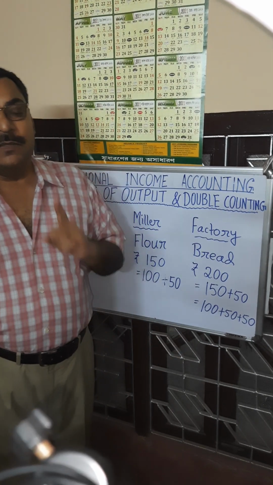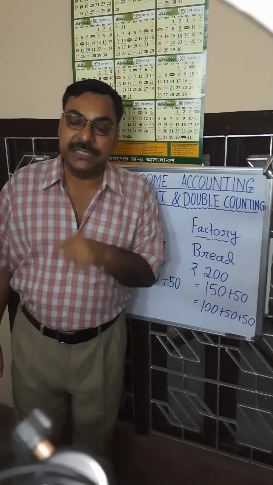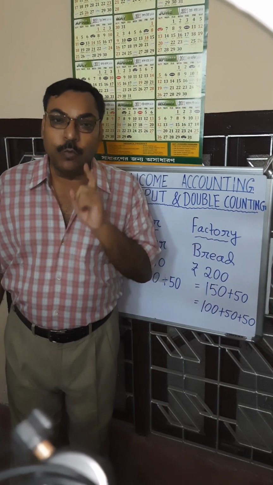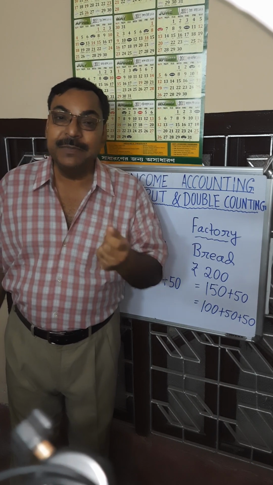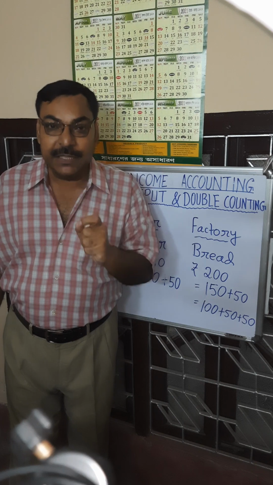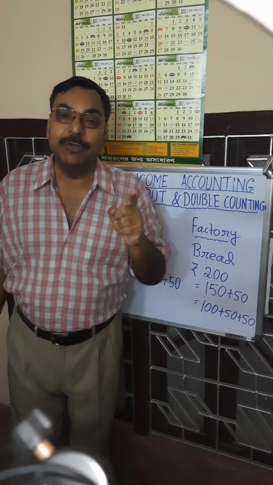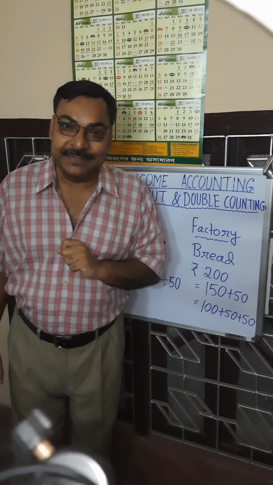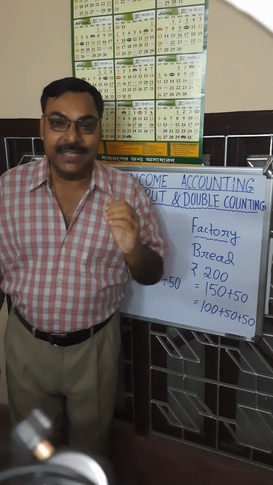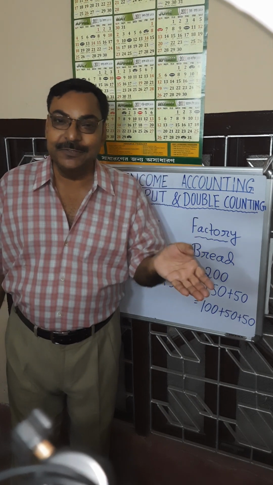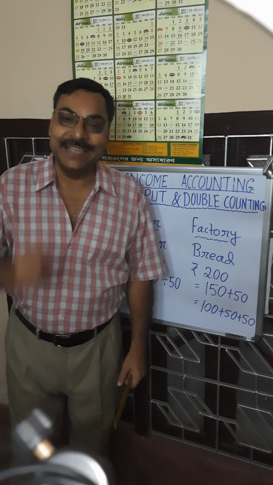So I repeat, we will not consider the value of output in time of national income accounting. Why? Because value of output considers the value of intermediate good also. If we include the value of intermediate goods, that will lead to the problem of double counting. So what are the alternative ways? Two ways are there. Either consider value of final good or consider value added in each stage.